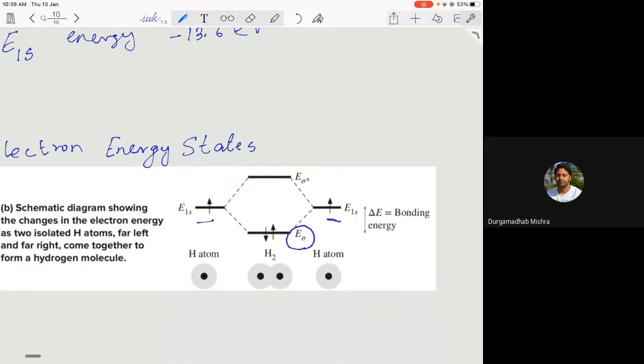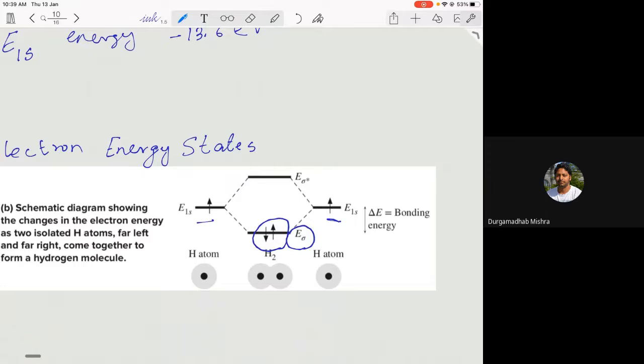And since each state can have two electrons, spin up and spin down, because of Pauli's exclusion principle, you have two electrons here in the bonding orbital. Therefore, when you put these hydrogen atoms together and make a molecule, the energy is lower compared to the individual atoms. And that's why it is favorable that you have a hydrogen molecule. Otherwise, it will not form.